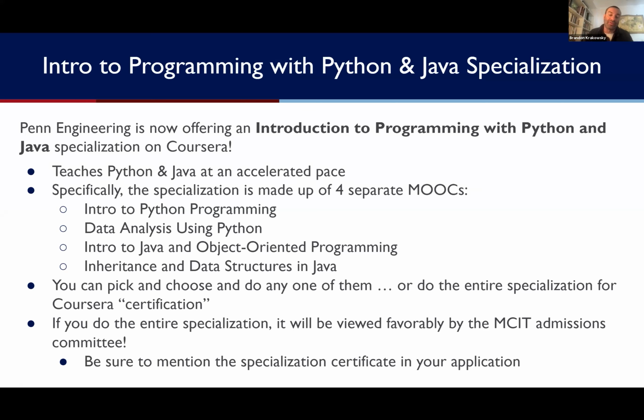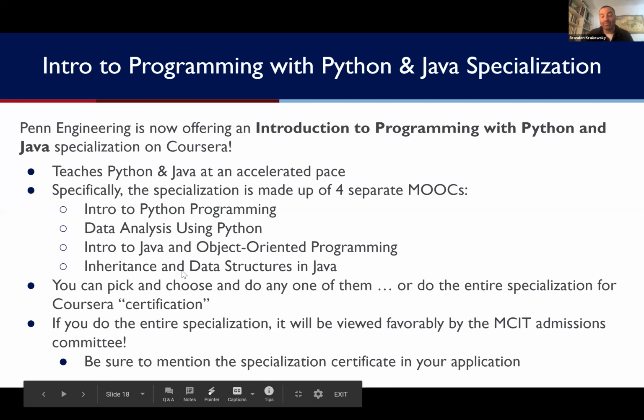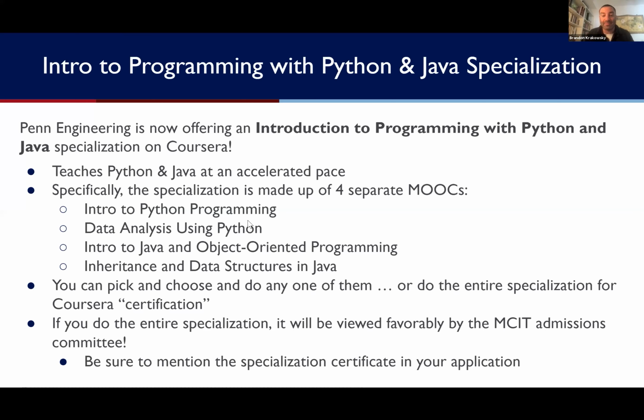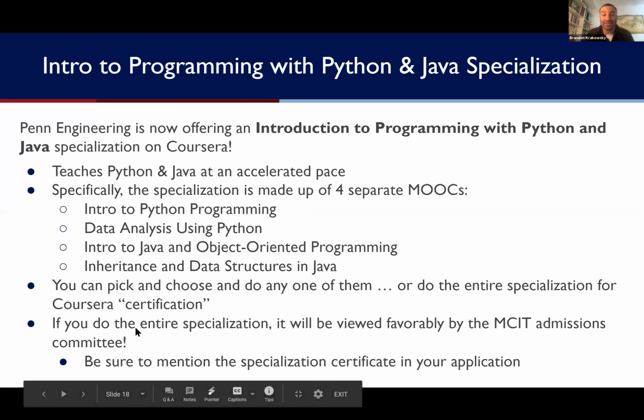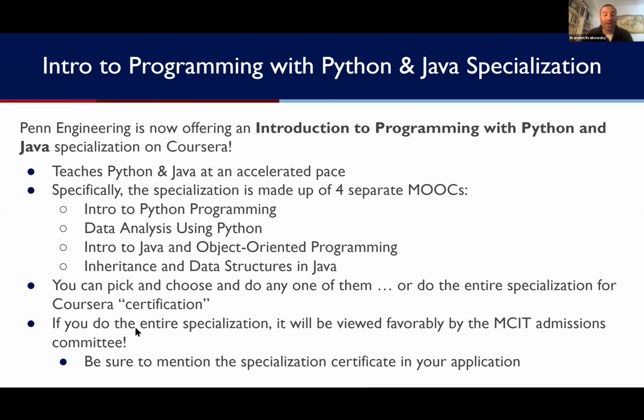The one important thing here is that if you do that, you can put that on your application for the MCIT admissions committee, make mention of that. And that will make a difference in the decision process. If you go through that, it gives you a sense of what's required. It also gives you essentially a grade that you can work with when you're applying to the program.